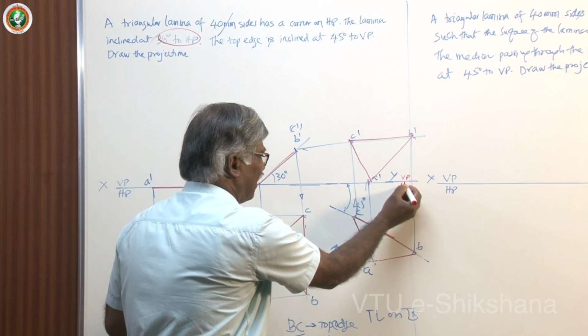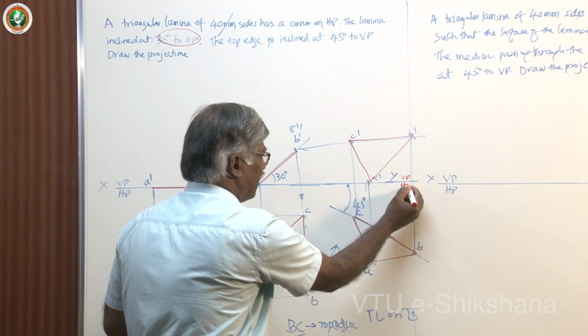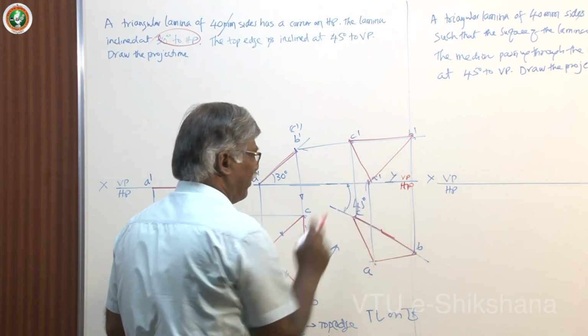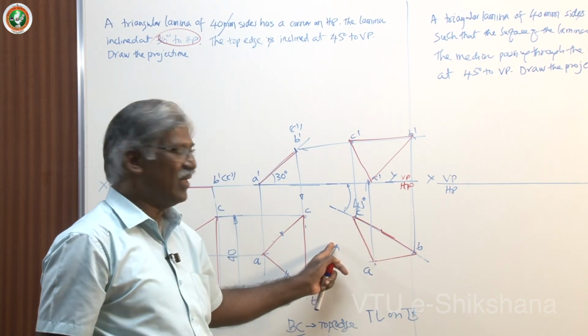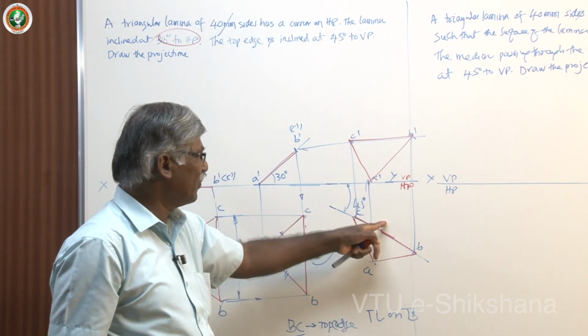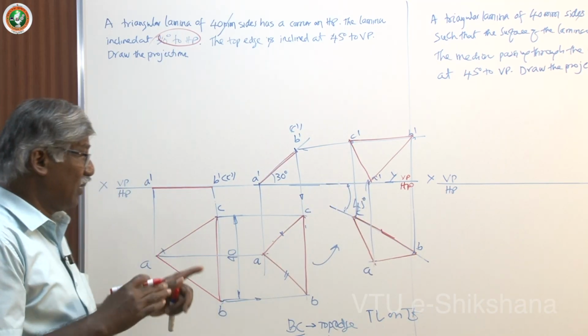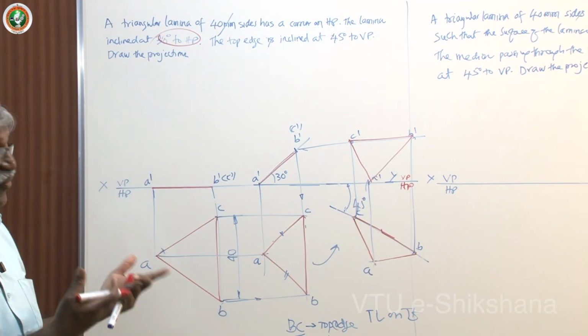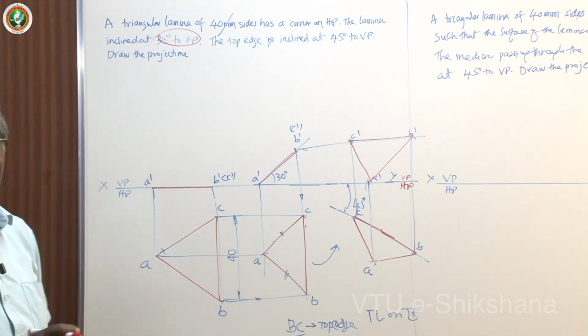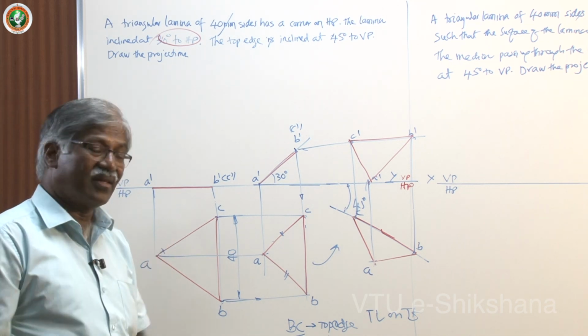Just refer, parallel to HP, inclined to VP. Whatever you do here, that is for VP, and whatever you do here, that is for HP. Parallel to HP and inclined to VP. So I am repeating: by looking at the problem figure, you must be in a position to write the question. Then you will understand better.